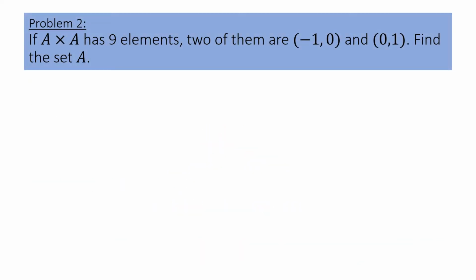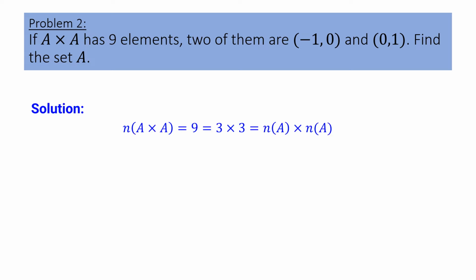In this problem, it is given that the Cartesian product of an unknown set A with itself has 9 elements. Two of them are (-1, 0) and (0, 1). We are required to find the unknown set A. So we are given that n of A cross A is 9, which can be written as 3 times 3.